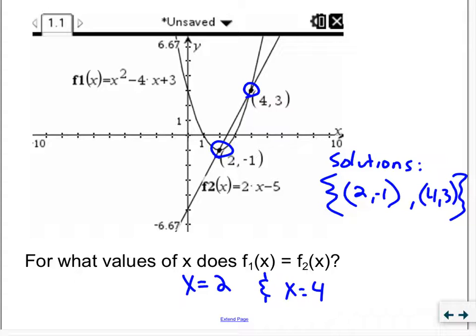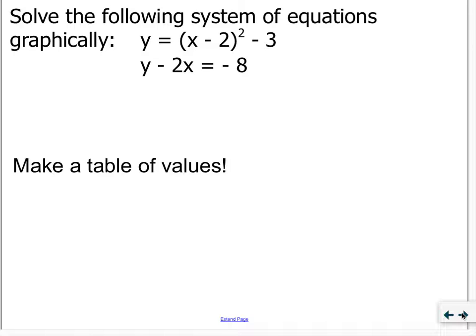Let's do this. Let's press Control N on the calculator, and let's try another one. So we'll get another system here. I'll give you a little hint though. Make sure the equations are in y equals form. So what I'd like you to do is pop it into your calculator again, make a table of values, center that table, plot your points, sketch your graph. Identify the solutions. Go!